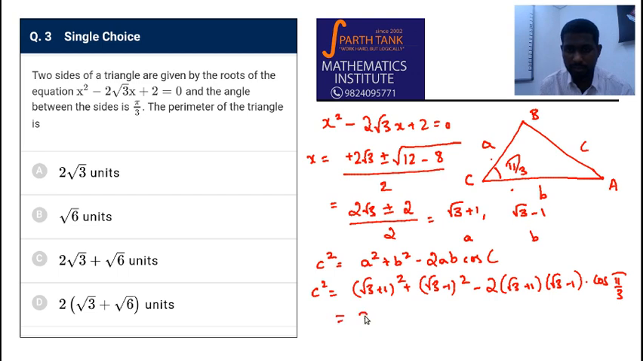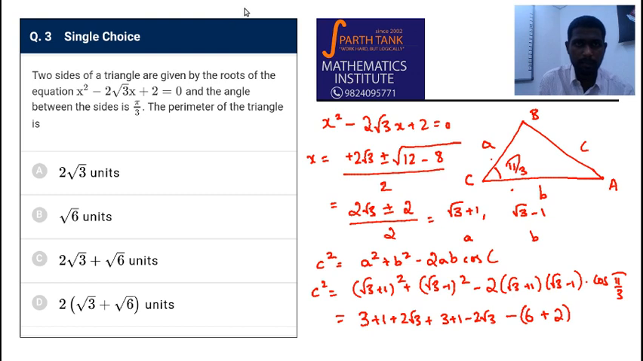So this becomes 3 plus 1 plus 2 root 3 plus 3 plus 1 minus 2 root 3, and then here I have 3 minus 1, right? A squared minus B squared. So that becomes 2 into 3 minus 6 plus 2. The whole term here. Sorry. This would be, let me just quickly correct this.